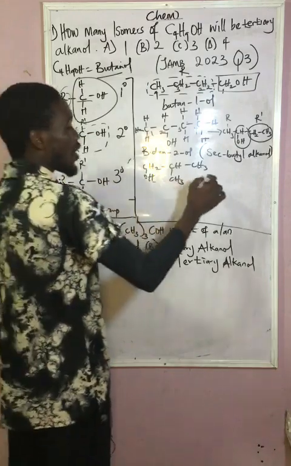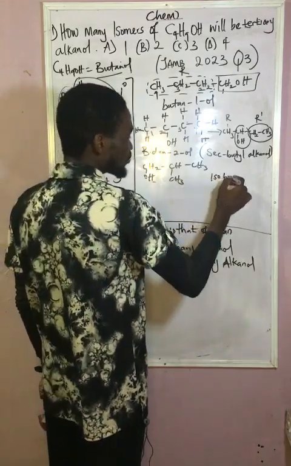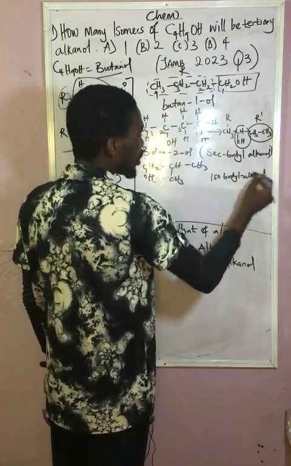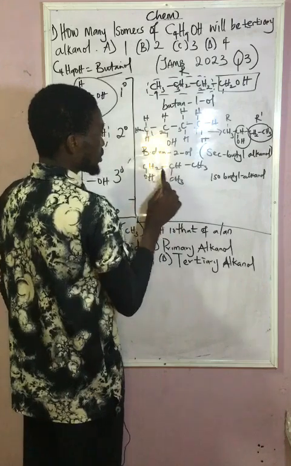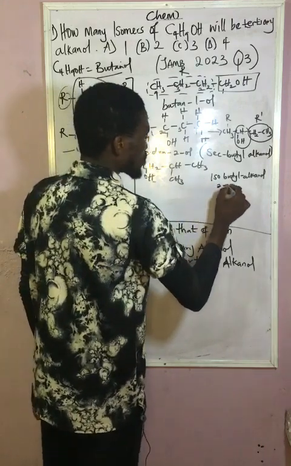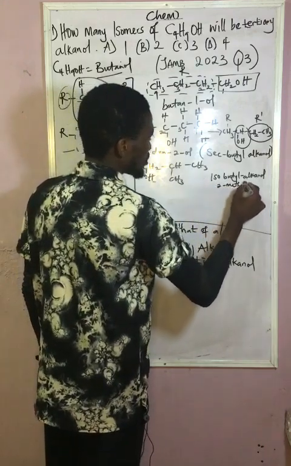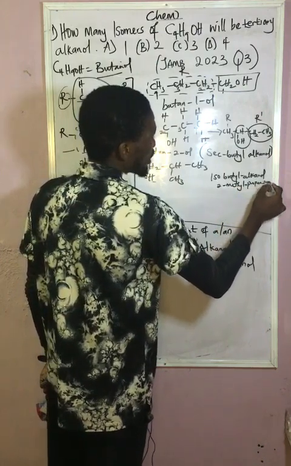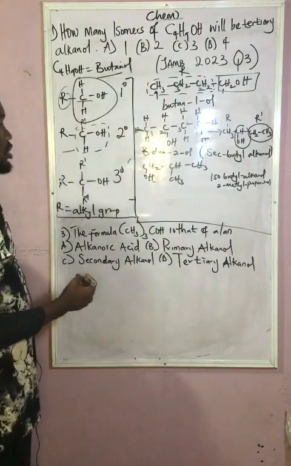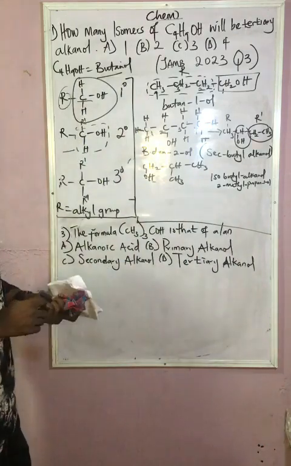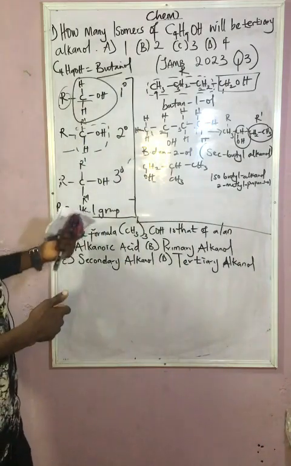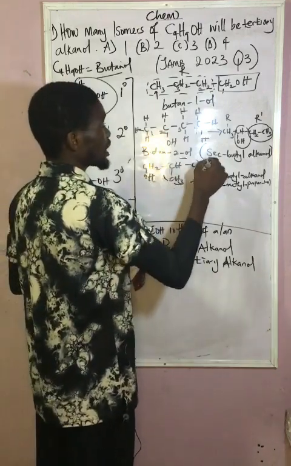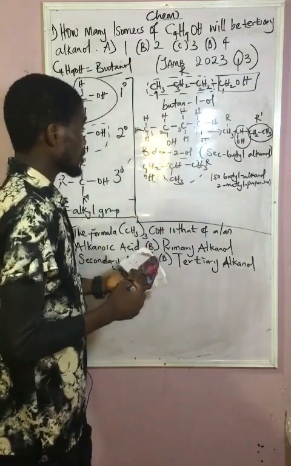So this one is called isobutyl alkanol. Or let's count. 1, 2, 3. So we have 2 methyl propan-1-ol. So let's take the last one to see if we can have a tertiary, because all you have here now are what? R. Are you with me now?